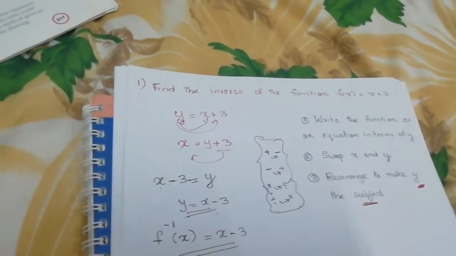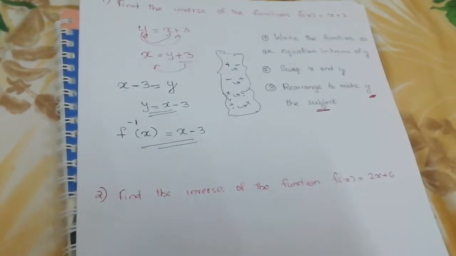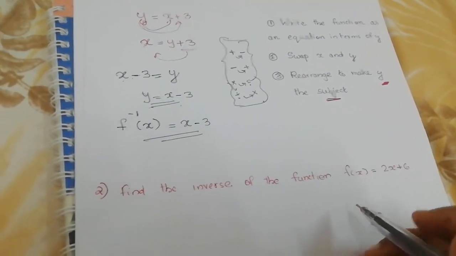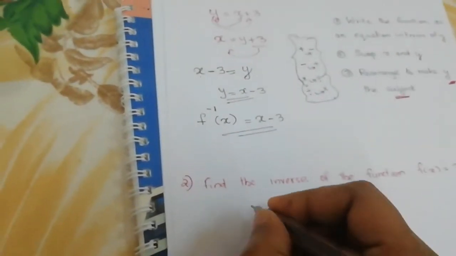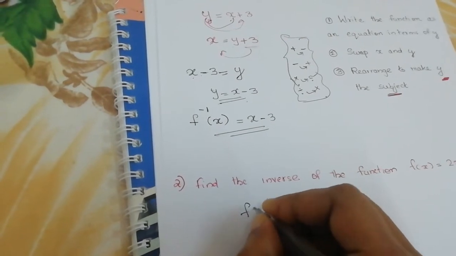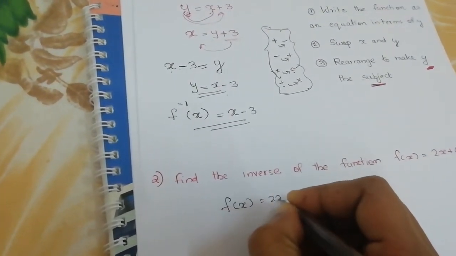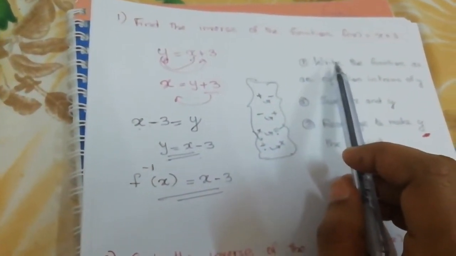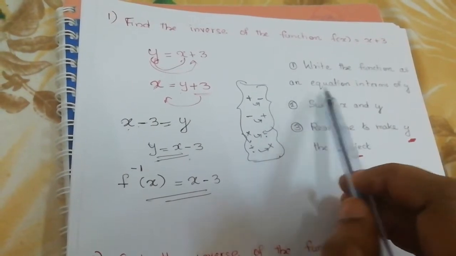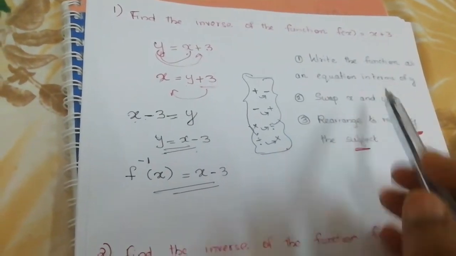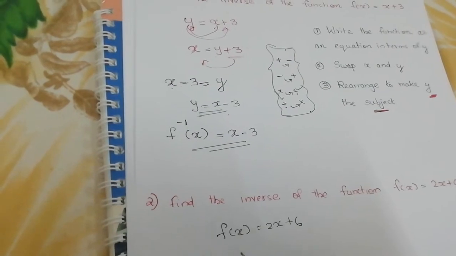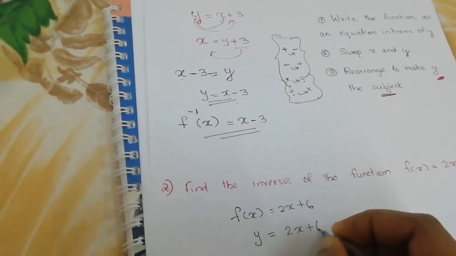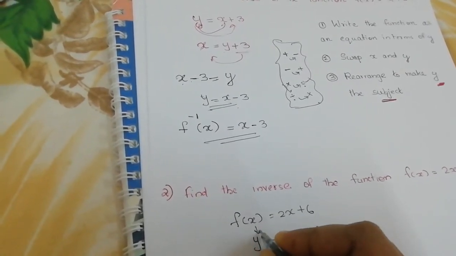Okay, let's check another question. Find the inverse of the function f of x equals 2x plus 6. So I'm just writing the question here: f of x equals 2x plus 6. What is the first step? We have to write the function as an equation in terms of y. So just write your equation like y equals 2x plus 6, just changing f of x to y.